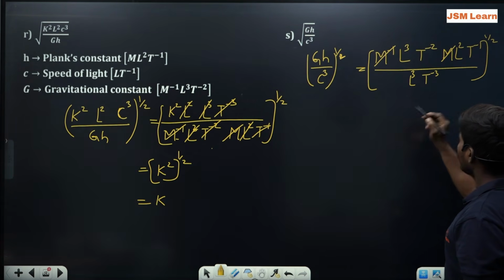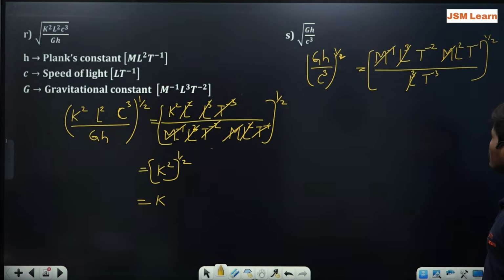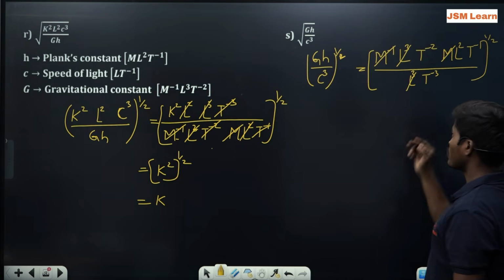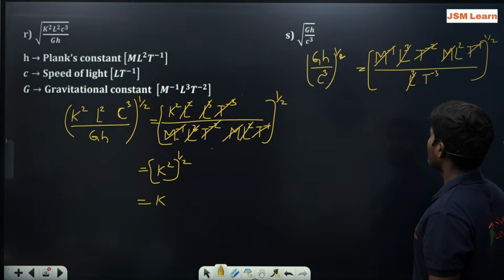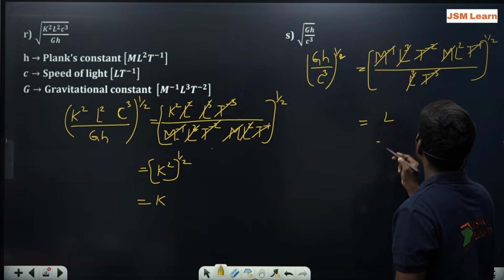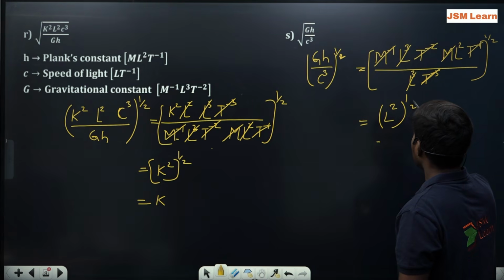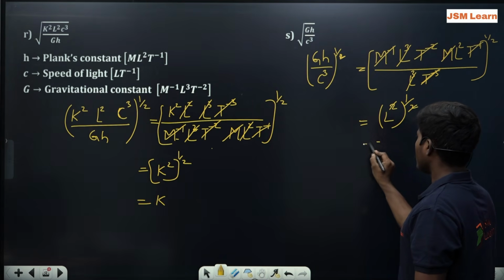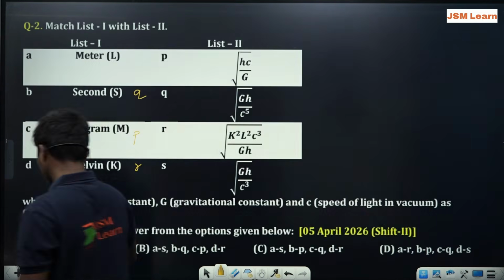L power 3, L power 2, so here L power 3 will get cancelled, only L power 2 left. T power minus 2, T power minus 1, it will become T power minus 3. So T power minus 2 minus 1, here T power minus 3 will get cancelled. So what is left? L power 2 whole power 1 by 2. So these two get cancelled. So the answer is L.